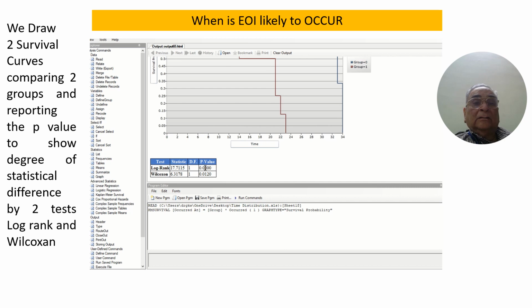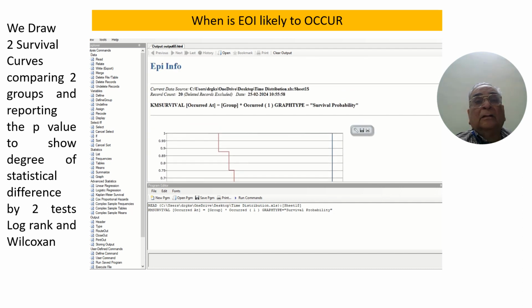And this is the statistics, and the difference by both statistics, log rank test and Wilcoxon test, is significant at p 0.05 level. So this is the Kaplan Meier statistics trying to compare the two groups, exposed and unexposed, or exposed to treatment A or treatment B.